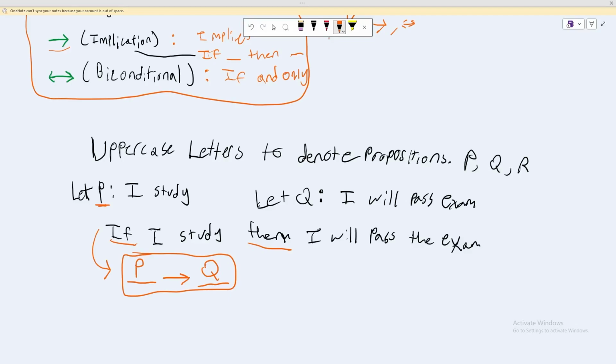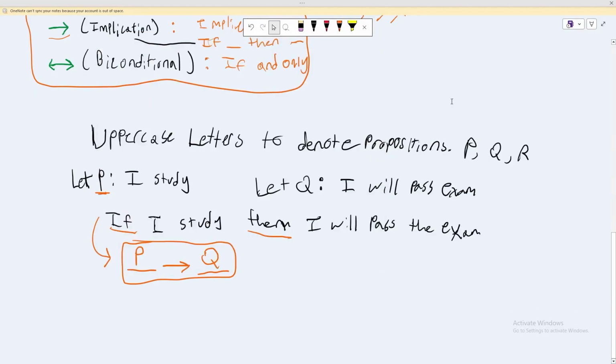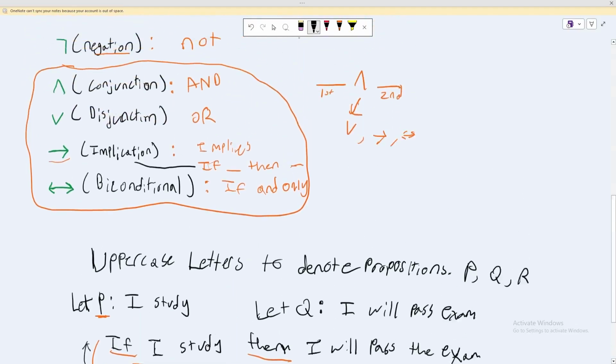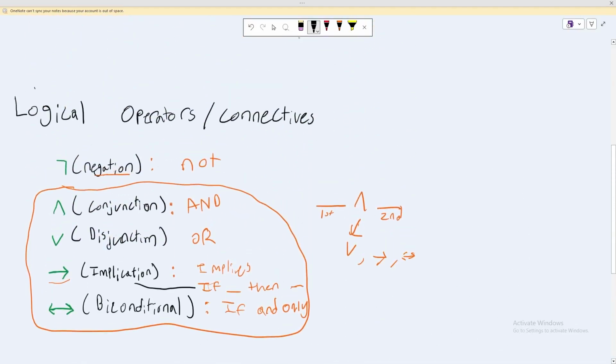I hope you got some knowledge. I will be making another video to go more in depth on English statements and converting them into logical expressions, and converting logical expressions into English. Between these two, we'll look at how to convert them, and we'll also go more in depth on logical operators and connectives. I'll probably have that in the title of the video.